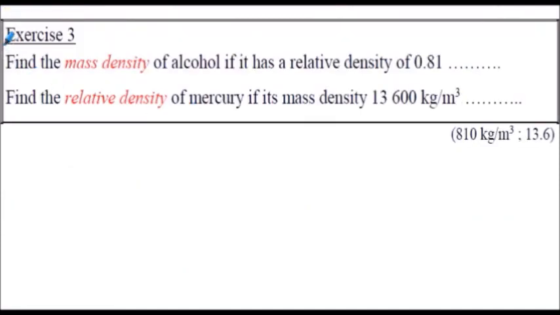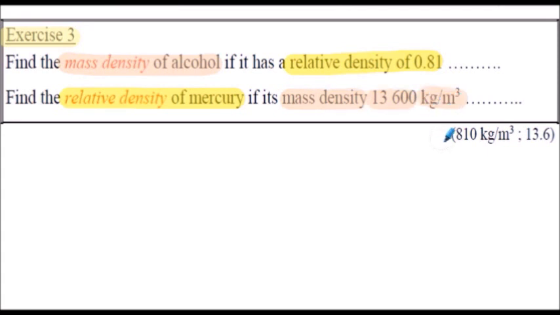Here's exercise 3 for you to attempt. Firstly, we have to calculate the mass density of alcohol, given the relative density of 0.81. And then we have to calculate the relative density of mercury, given the mass density of 13,600 kilograms per meter cubed. Answers are shown in the bracket here. I'd encourage you to start the presentation and attempt exercise 3, but I'll show you the full solutions on the following slide.